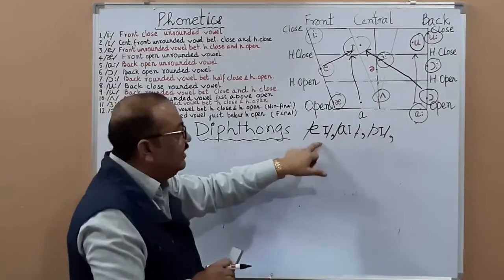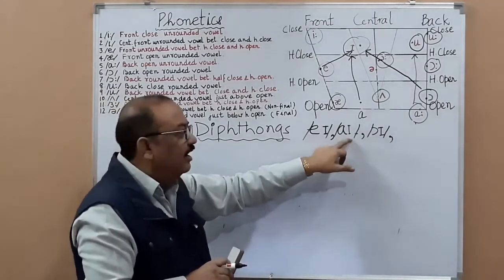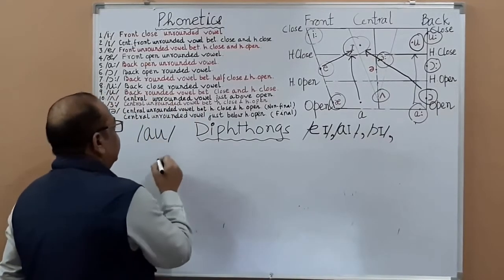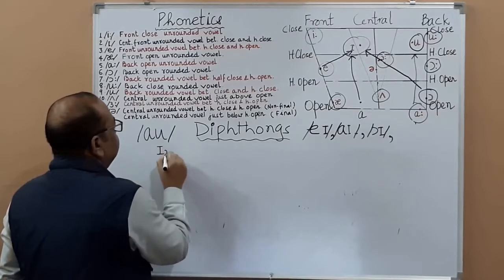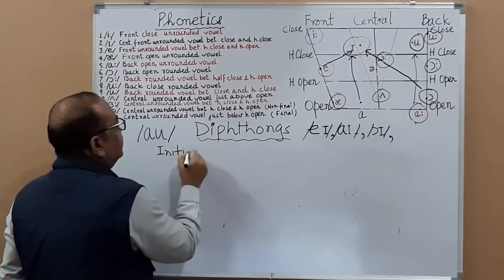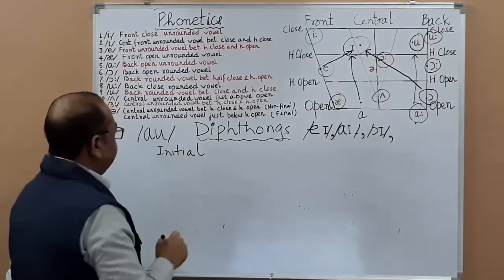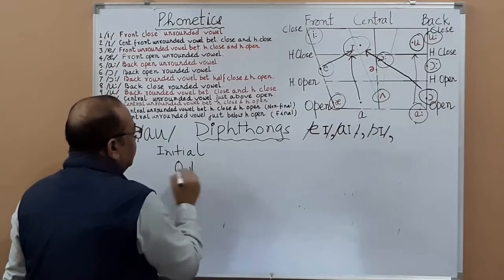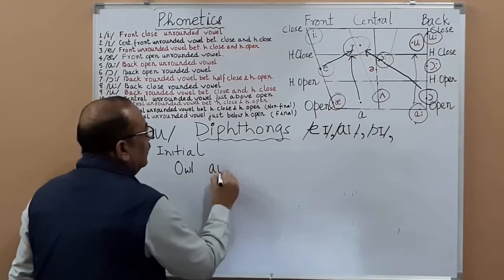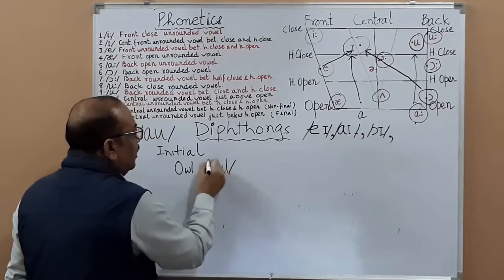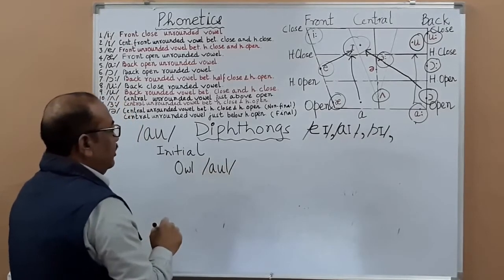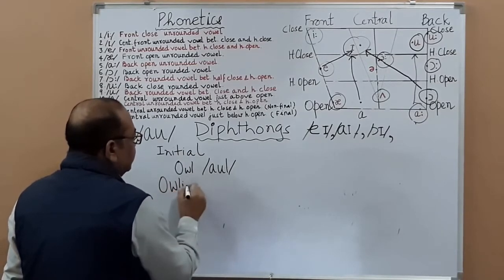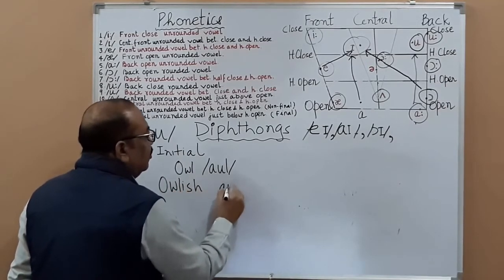So we have done AE and then OE. This is the fourth one, AU. So initially, let us see the initial occurrence. Like AUL. This is how you write. This is how you would transcribe AUL, or say AULish. This is how you write AU.